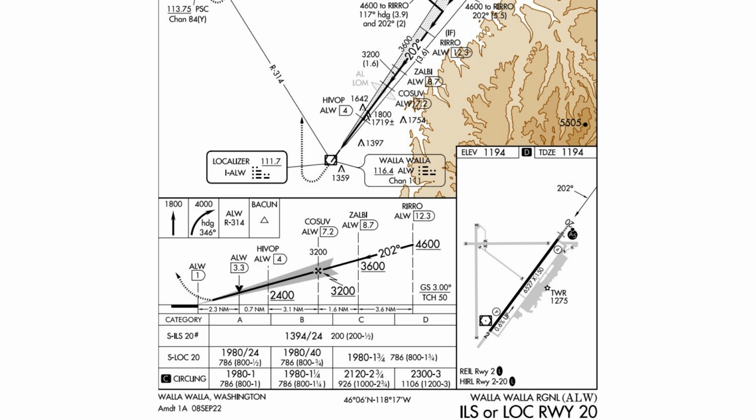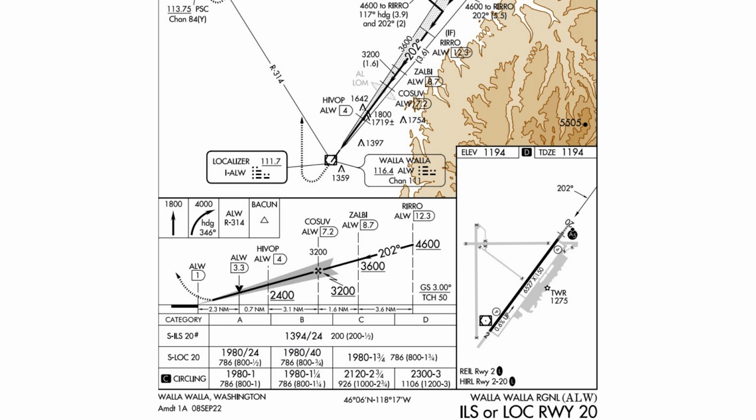After briefing the ILS approach, we notice a few things. The approach course is 202. The initial fix of Rio is 12.3 nautical miles from the ALW VOR and the minimum altitude at Rio is 4,600 feet. The final approach fix of Kosovo is 7.2 nautical miles from the ALW VOR and the minimum altitude at Kosovo is 3,200 feet. The final approach fix is where we will intercept the localizer and follow the glide path down to our minimum descent altitude of 1,394 feet.